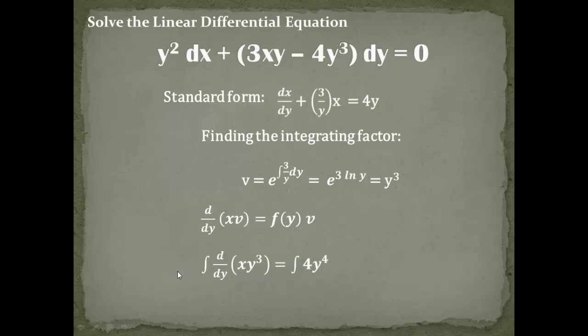Integrating it, we have the integral of d over dy times x y cubed is equal to the integral of 4y to the 4th. Simplifying this equation, we have our final answer, which is x y cubed is equal to 4/5 y to the 5th plus c.